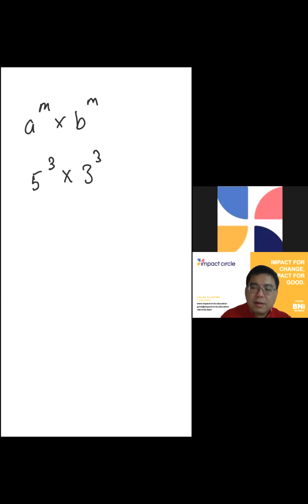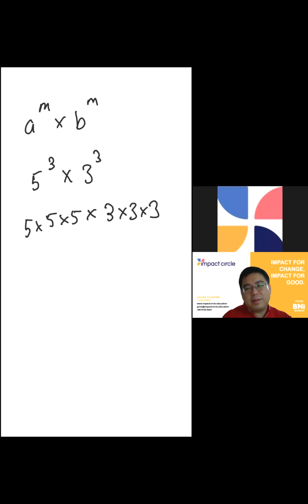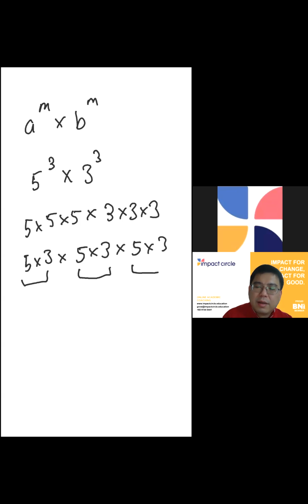This gives us 5 times 5 times 5 and 3 times 3 times 3, with these two things being multiplied together. You can see that all the signs here are multiplication, and we can actually shift the terms around to give you 5 times 3, 5 times 3, and 5 times 3, all multiplied together. And this will be the same as having 3 copies of 5 times 3.